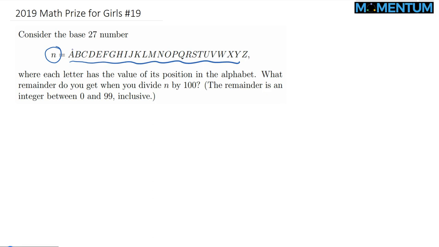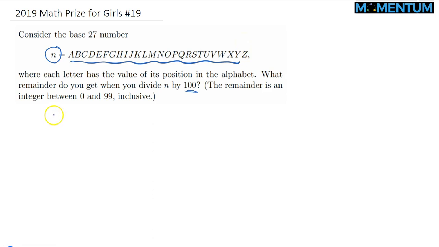In base 27 you have 27 different digits, and in the English alphabet we have 26 letters, so none of these is actually 0. So basically, if this number in base 27 is given, just convert it into base 10, right? And then lastly divide it by 100. What's the remainder? So obviously let's directly do the conversion, right?